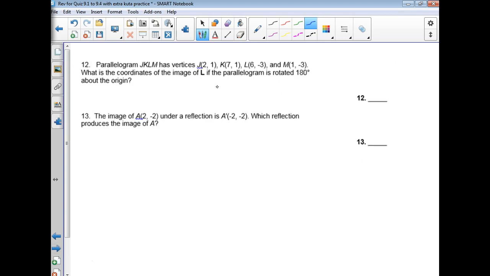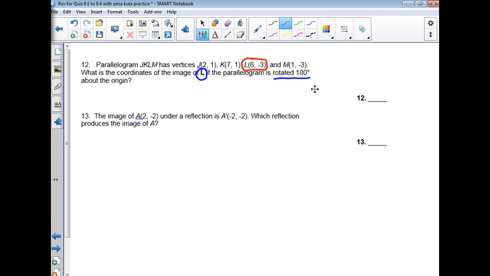Number 12. Parallelogram JKLM has vertices J at 2, 1, K 7, 1, L 6, negative 3, and M at 1, negative 3. What are the coordinates, seems like that would be more proper English, of the image of L. Oh, so they're only asking about L. If the parallelogram is rotated 180 about the origin. So the only point we got to pay attention to is L, the one that's 6, negative 3.